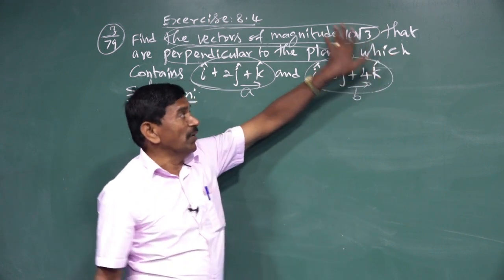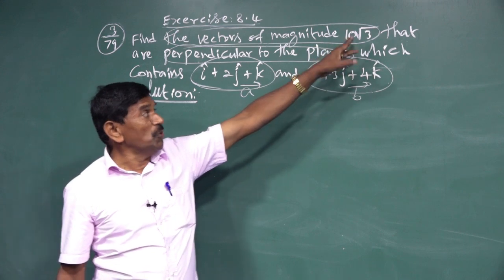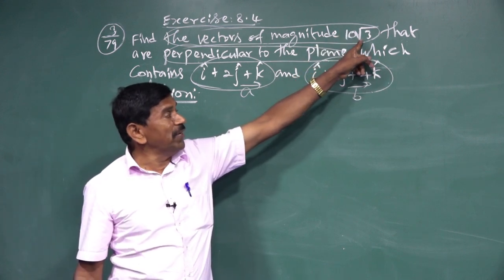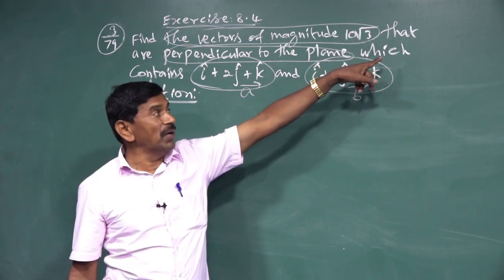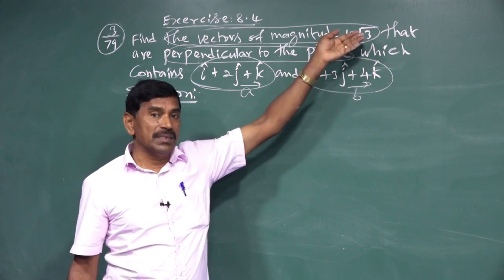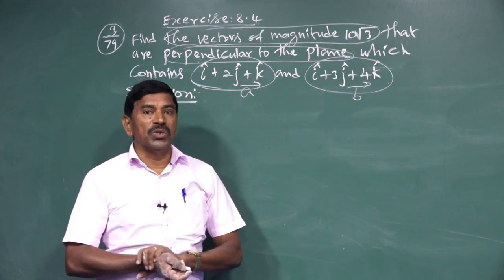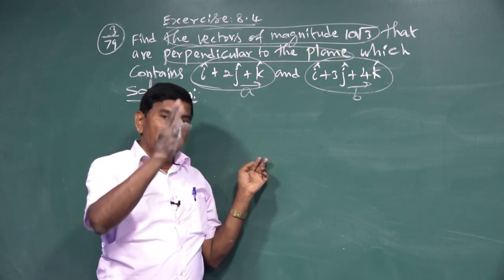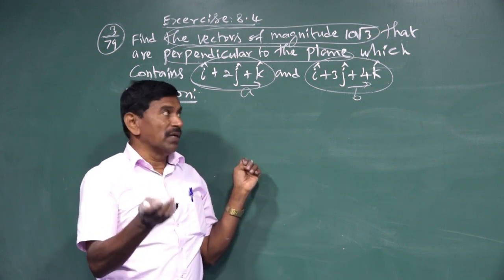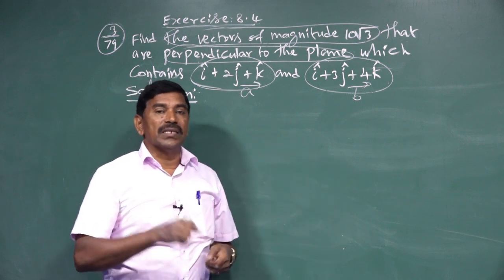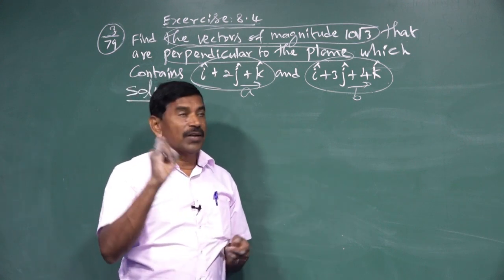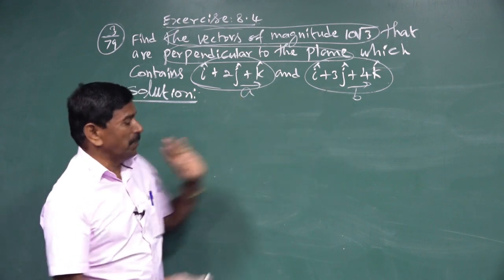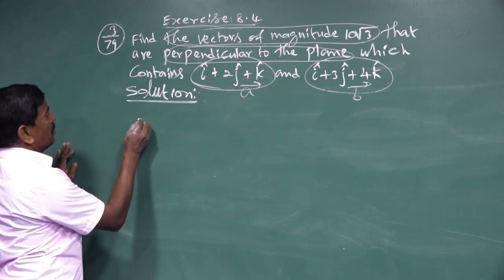For this, the technique is that we know the n cap formula. Here the magnitude is given and we want to use the n cap formula. N cap means the vector divided by its modulus. Already we know that n cap equals plus or minus A cross B divided by modulus A cross B. Firstly, what is step 1? Yes, A cross B. Listen, step 1, A cross B.